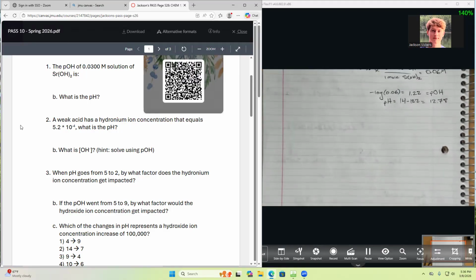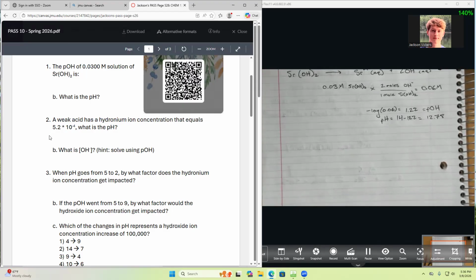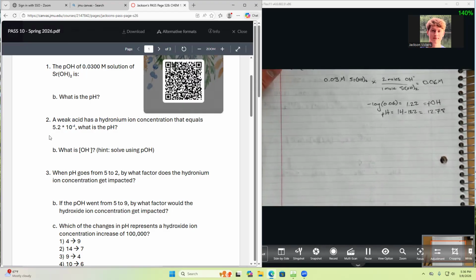So this one, I kind of made it seem like we're going to do an ice table. This is a weirdly worded problem. All we have to do again is take the minus log to get the pH. It's because I said specifically we have a hydronium ion concentration equal to 5.2 times 10 to the minus 4. So if we're given the hydronium ion concentration, we can go straight through with taking the minus log of it.